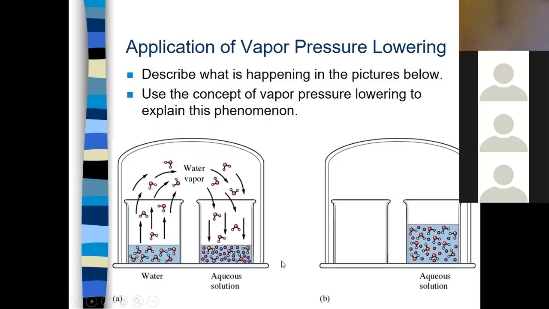But now the solution's not happy. There's too high of a vapor pressure. So the water condenses again. And when will this end?